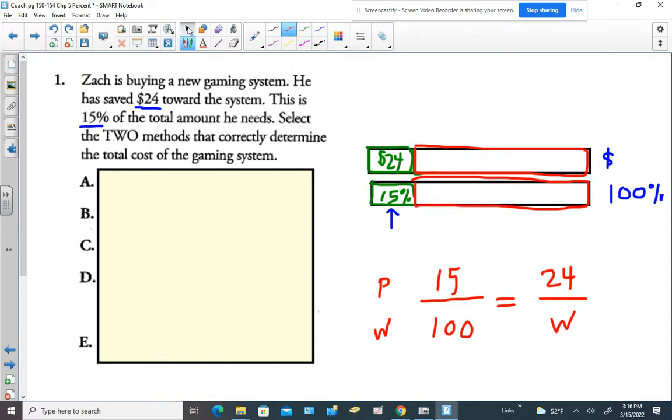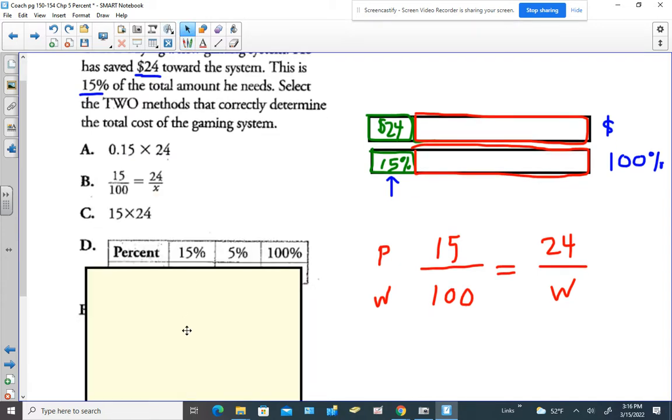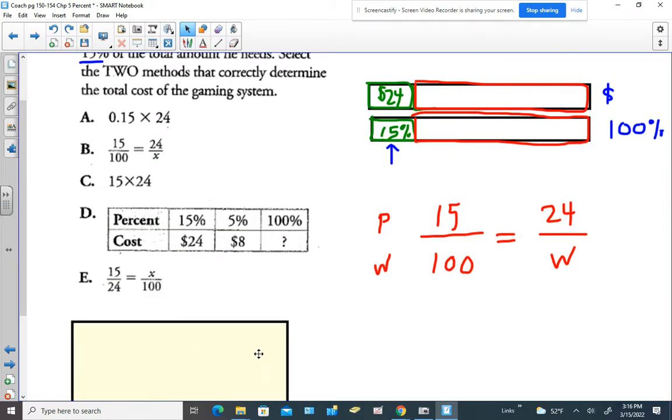Now, if we look at the answer choices, are there any choices here that match what I have here? If you look at choice B, 15 over 100 equals 24 over some number. They have 15 over 100 equals 24 over some number. So B should be an obvious choice. Now, to figure out the remaining one, because it does say select two, that's a little bit harder to do.